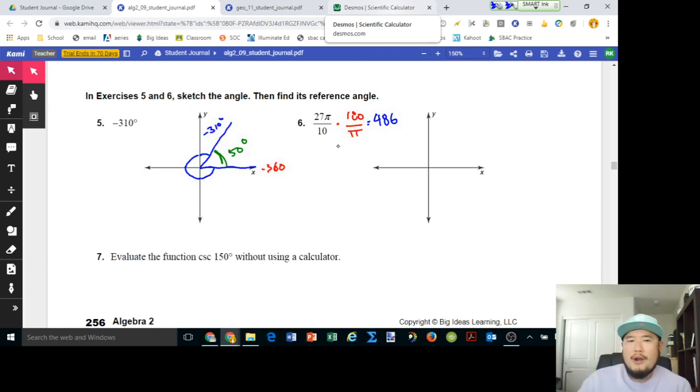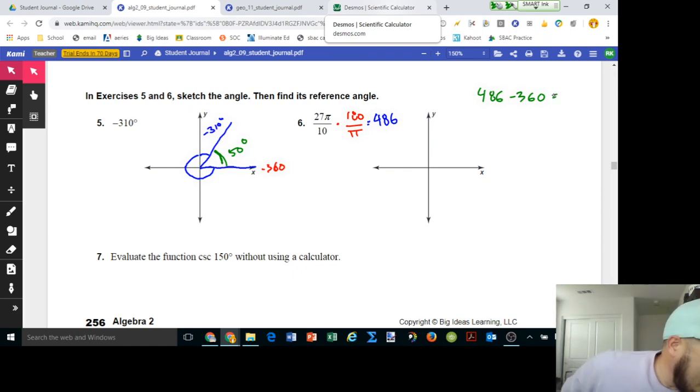But we can figure out our coterminal angle. Let's take 486 and subtract 360 from that to figure out our coterminal angle. That happens to end up equaling 126 degrees.